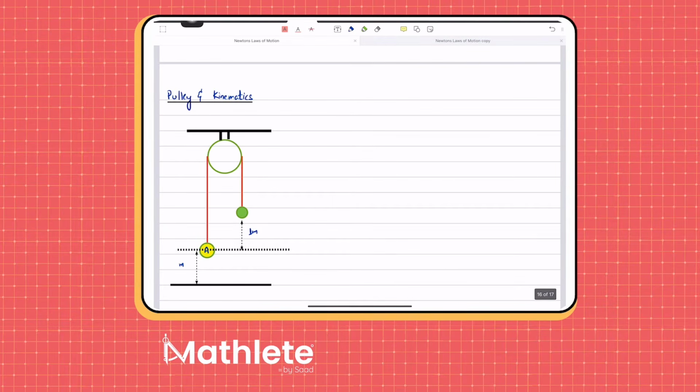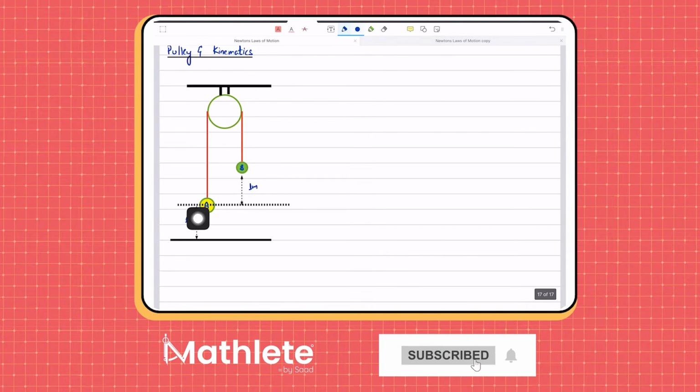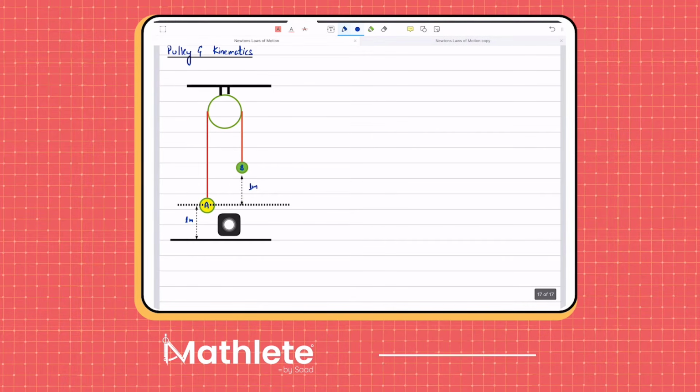Okay, so here you have a pulley. And from this pulley you have two objects hanging, A and B. A is the heavier one. Okay, and A is 1 meter above the ground and B is 1 meter further above A. So this is particle B. All right, so once again, you have a pulley, and from the pulley you have two particles hanging. A is 1 meter above the ground and B is 1 meter further above A. Okay, now what will happen as soon as we release this system?